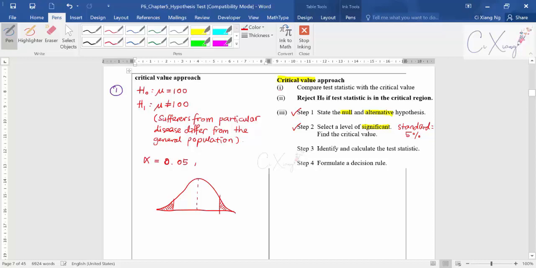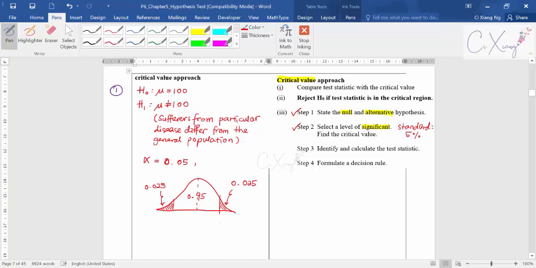Okay, and after that, what is the area for this part and what is the area for this part? So this is 0.025. This is also 0.025. Okay, so the center part here will be 0.95. That means when you total up everything, it will become 1. Okay, all right, so what is the critical value?